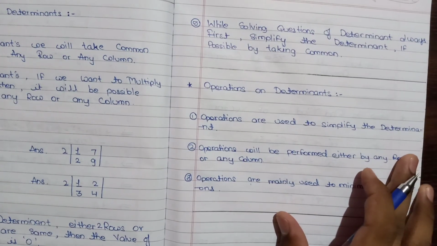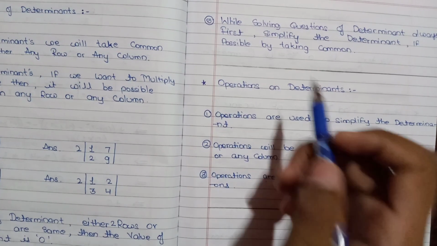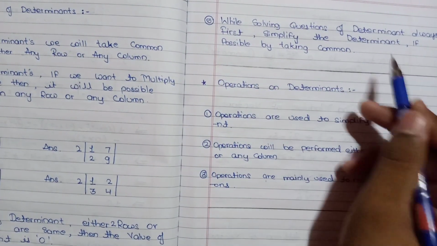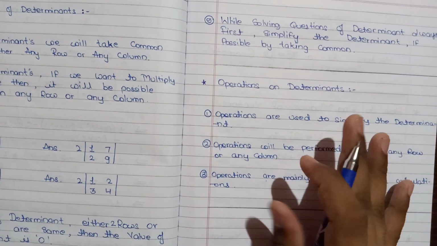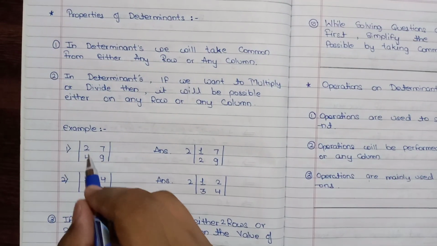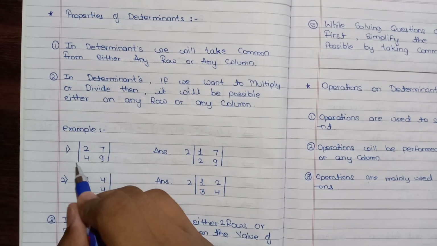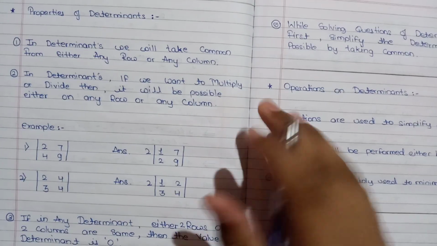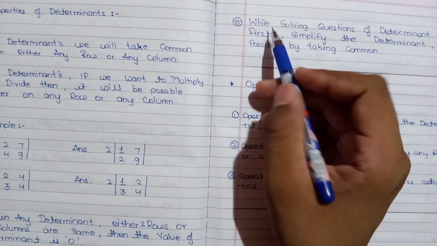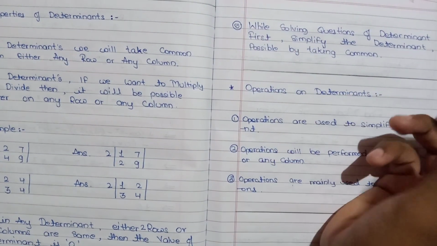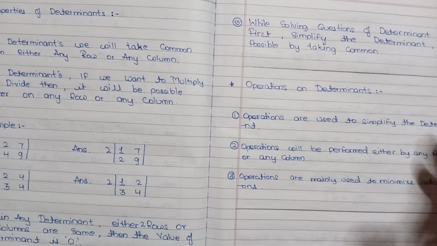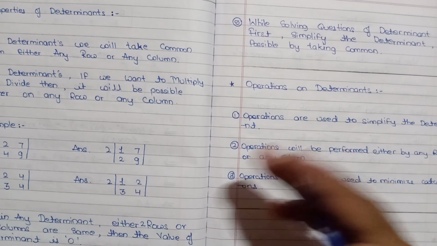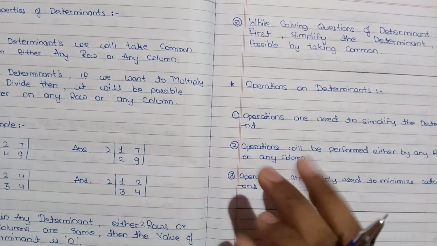Let's go to our next property, which is the fifth one. While solving questions of determinants, always first simplify the determinant if possible by taking common. See here how it was 2 4 7 9, then we took 2 as common, and then it became 2 outside and 1 2 7 9. So here they have tried to say that while solving questions of determinants, always first simplify the determinant if possible by taking a common. You can take out a common so that you can reach the answer very easily.